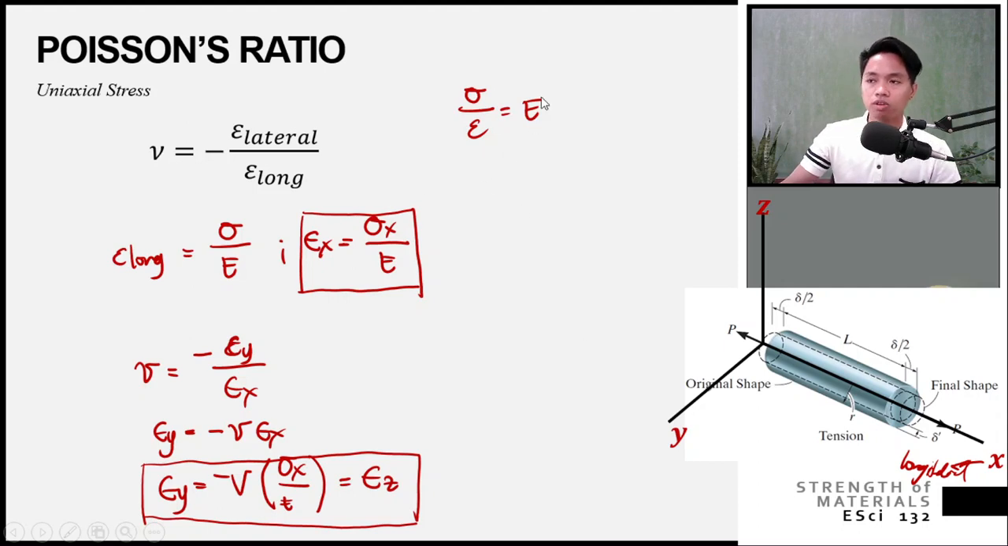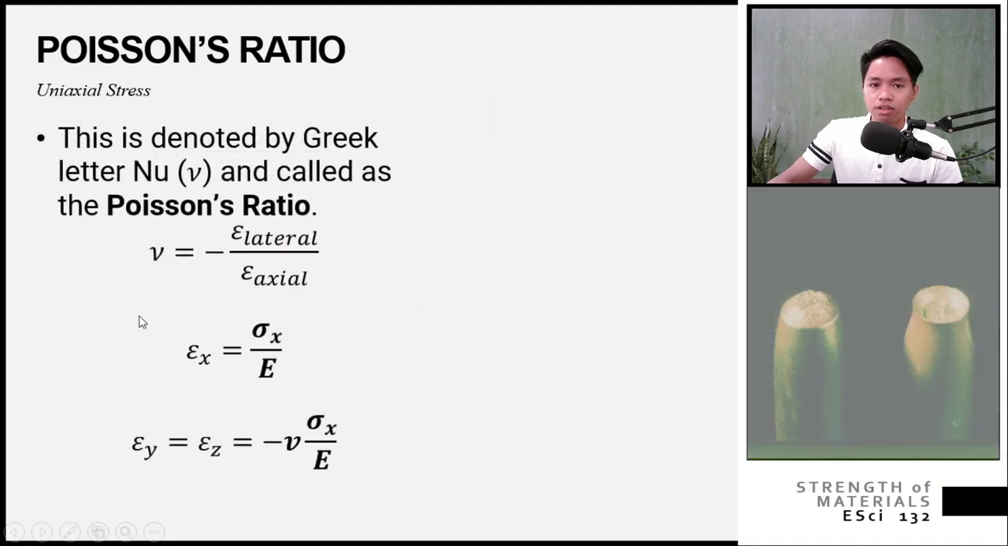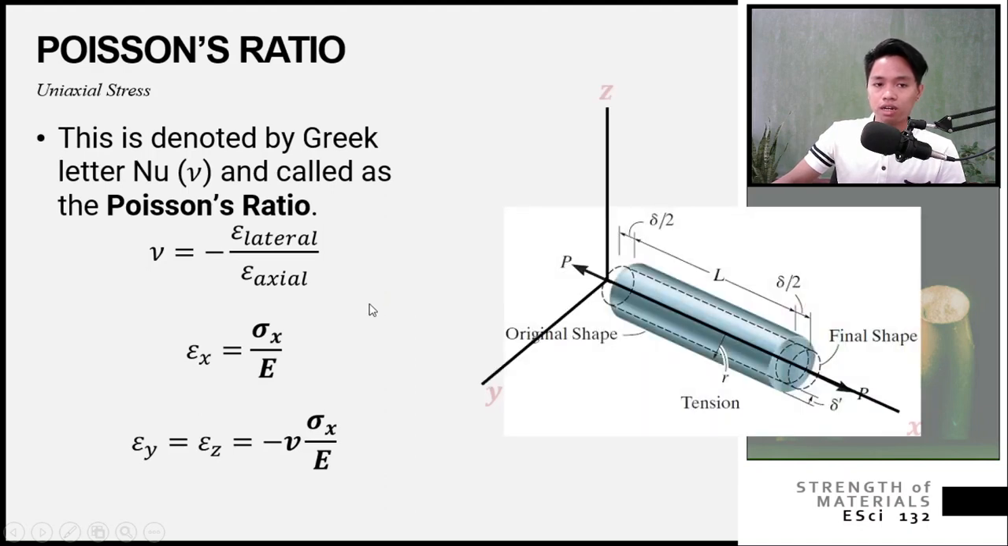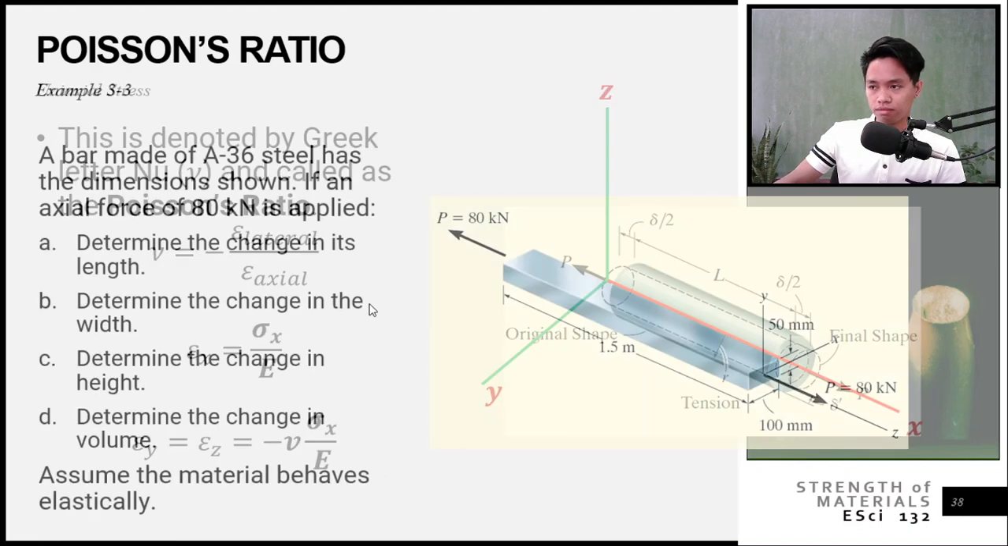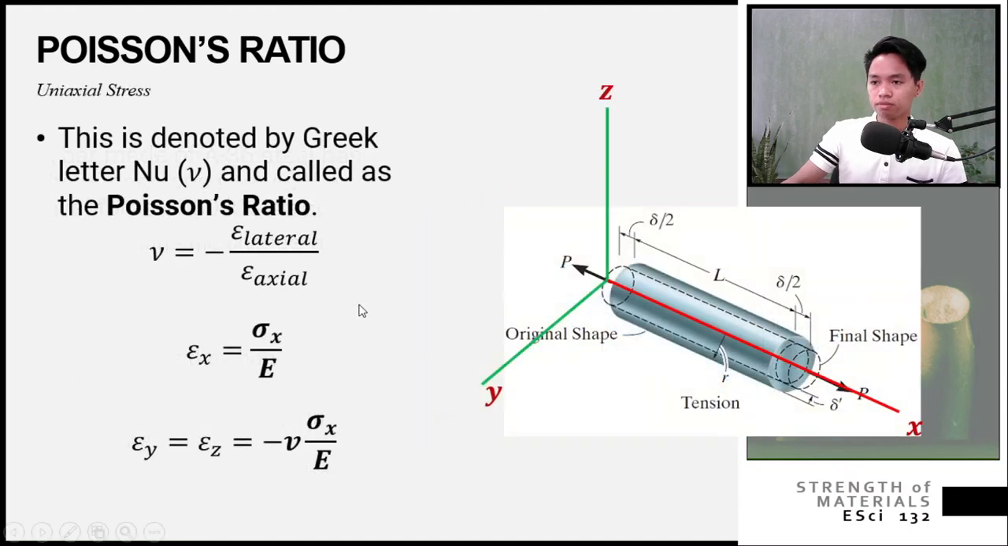That is just simply the application of your Hooke's law to your Poisson's ratio, just to relate your stress and your strain. So therefore, this is how we find the lateral strains in a material under a uniaxial stress. That is the formula in finding your strains.